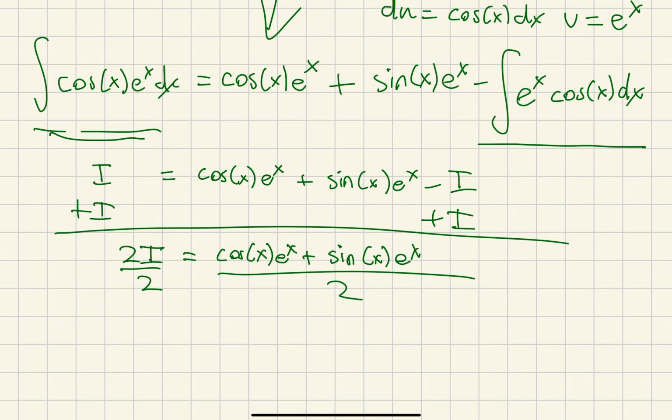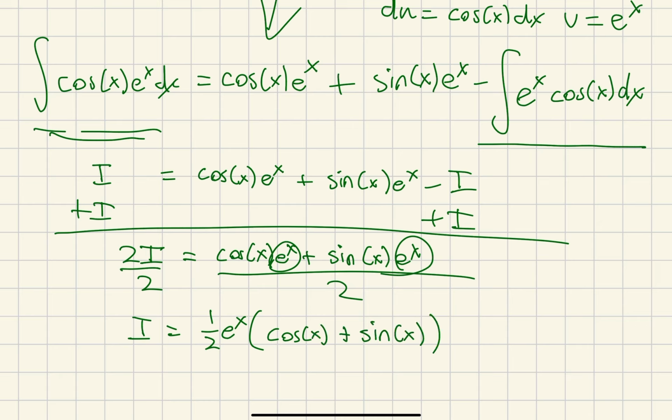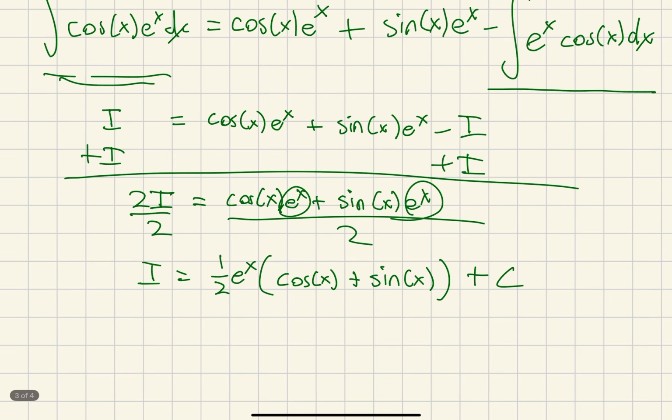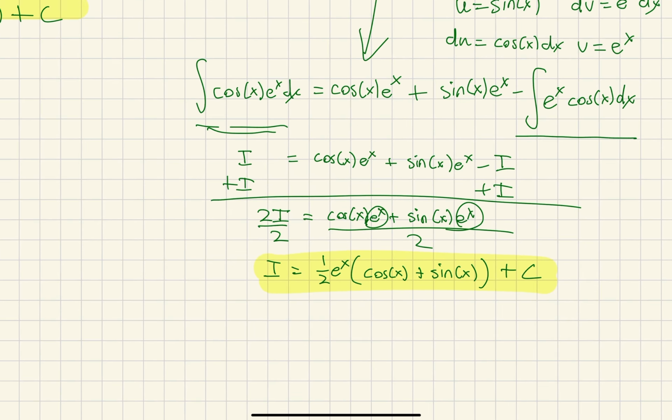So I equals 1/2, and we can also move e to the x out of the equation because it's multiplied, so we can simplify that further. So 1/2 e to the x times cosine x plus sine x. And also plus c, don't forget the plus c. And that will be your answer. Your integral equals 1/2 e to the x times cosine x plus sine x, plus c.